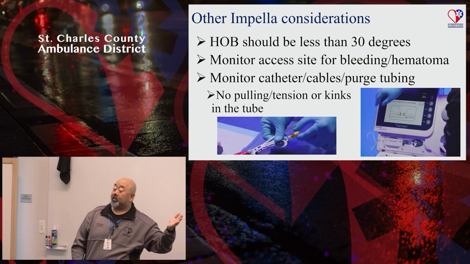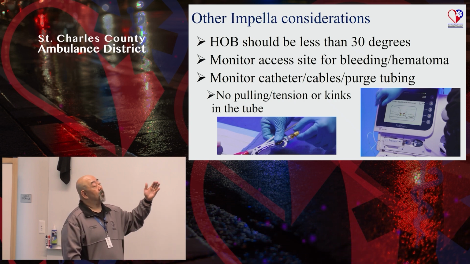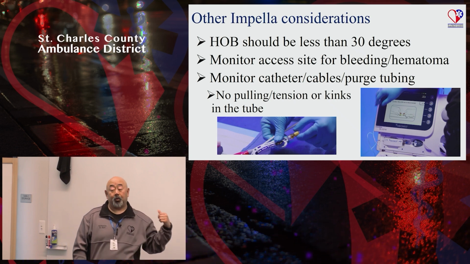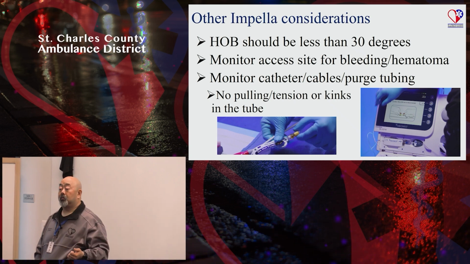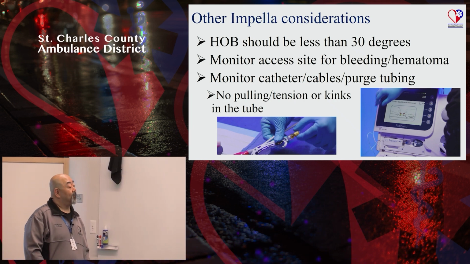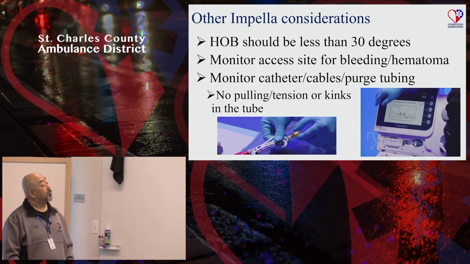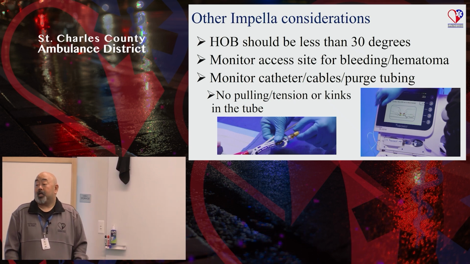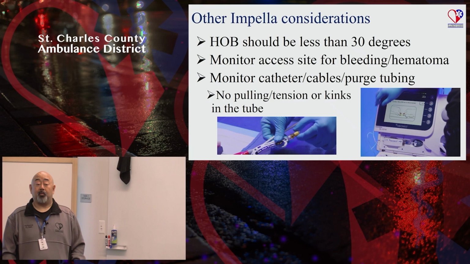Look for bleeding, site hematomas, bleeding like you would with any central line placement. Monitor the catheter, the cables, and purge tubing. Try not to pull, push, or put any tension on any of the lines, or kinks in the tube. Just monitor that way, and let the receiving hospital, of course, know if you have any problems.